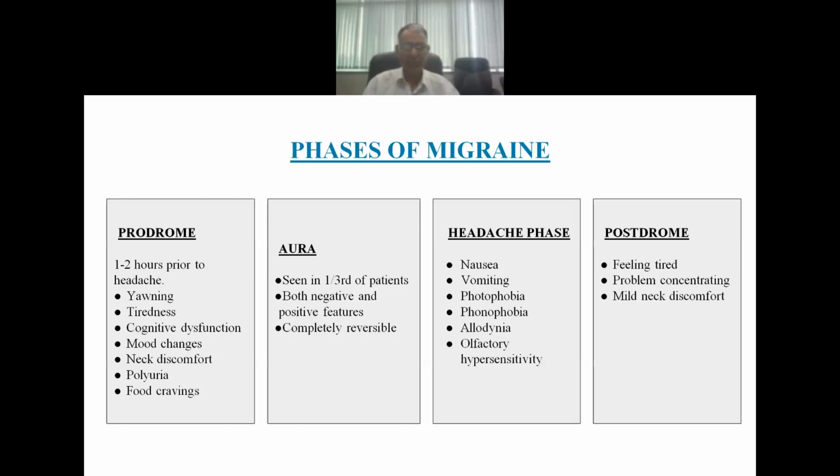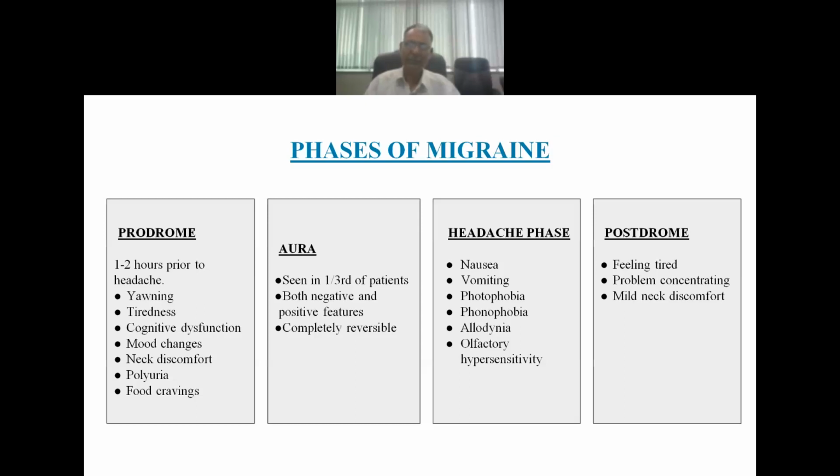Then the second phase is aura. Aura is more informative. It is seen, unfortunately, in only 33% of patients. It has both negative and positive phases. I was just talking about what exactly is negative and positive. Fortunately, it is completely reversible, and then it gives way to the headache phase. So once the patient lands in the headache phase, then in retrospect he will realize that about half an hour or 1 hour before, he was having aura.